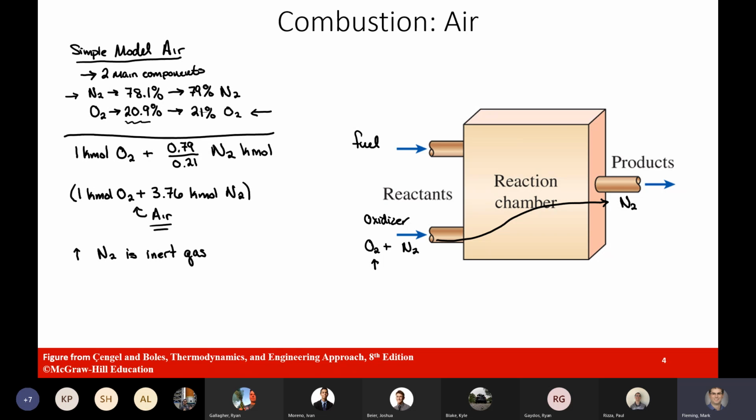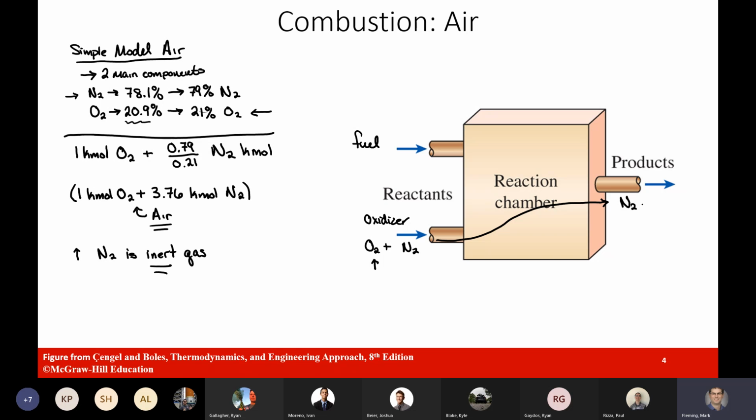And so that's why we're going to keep nitrogen, even though it's inert. What we mean by inert is it's not going to interact with the fuel to form any product. We'll see this in some of the coming lectures, but I want to introduce it now, just to explain why we can't get rid of nitrogen just yet.